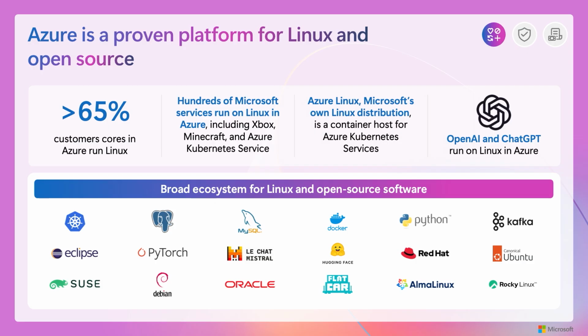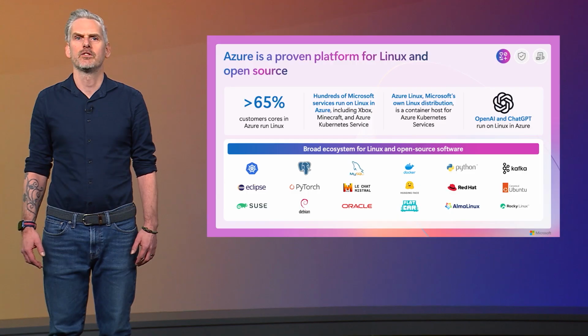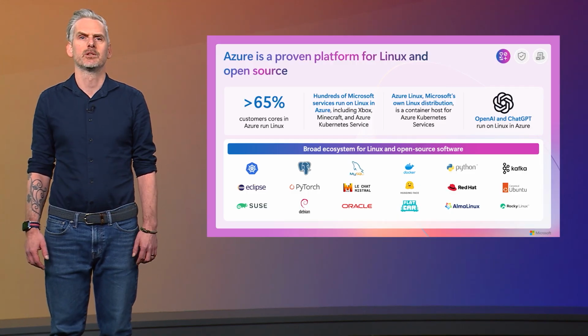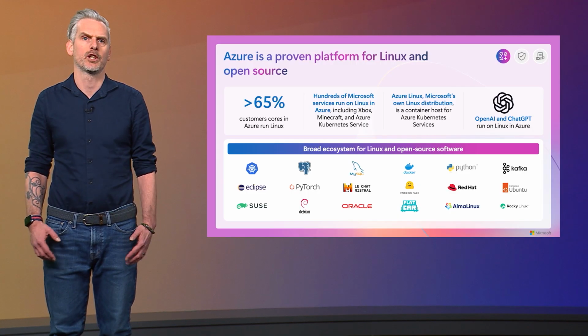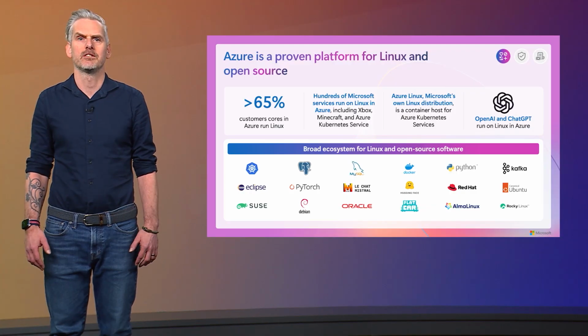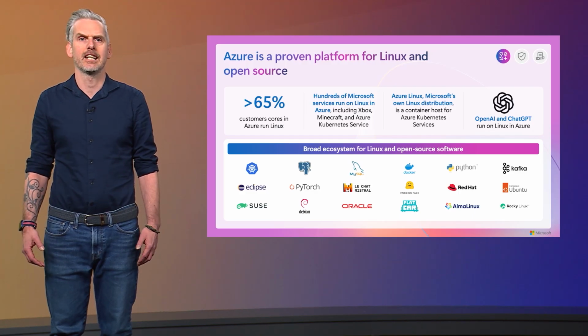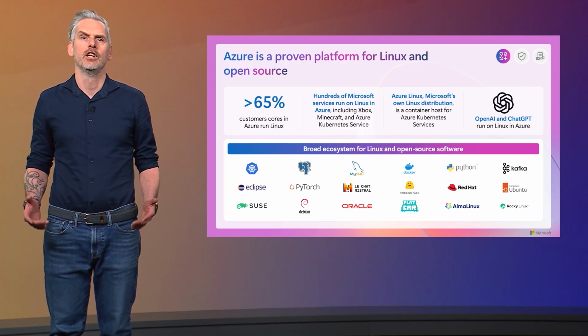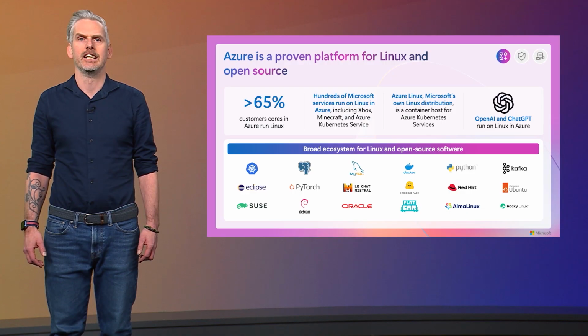It may come as a surprise to some folks, but we even have our own distribution, Azure Linux, which we use for those Microsoft services and make available to customers as a container host for Azure Kubernetes Service. That's optimized for Azure and offers enhanced performance, reliability, and security. And lastly, of course, the latest AI workloads such as OpenAI, ChatGPT run on Linux in Azure.